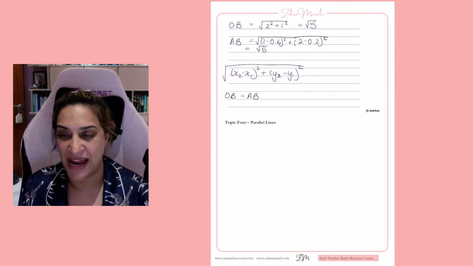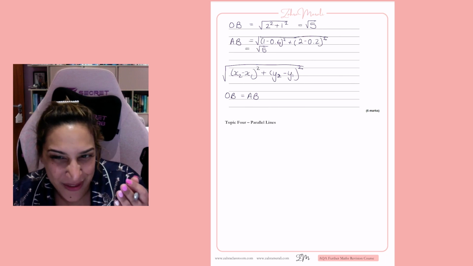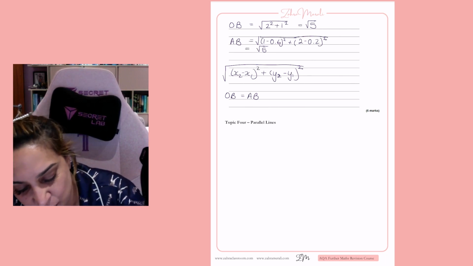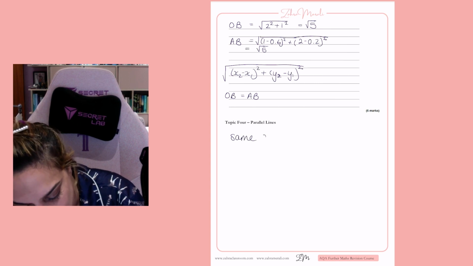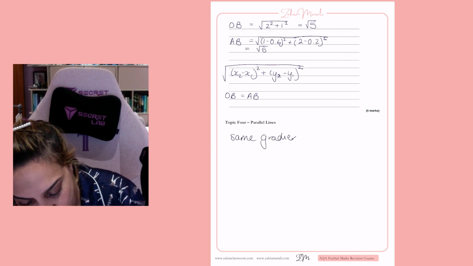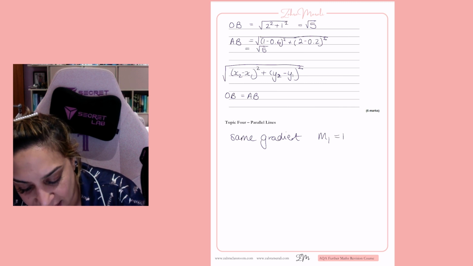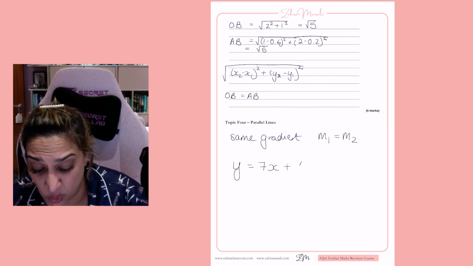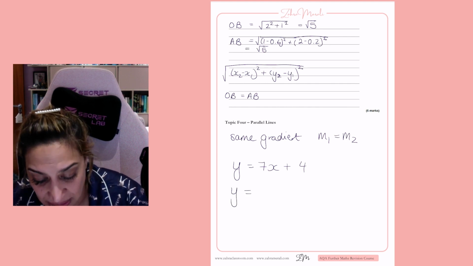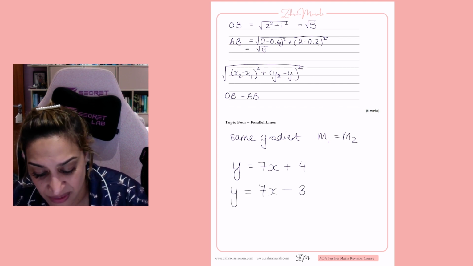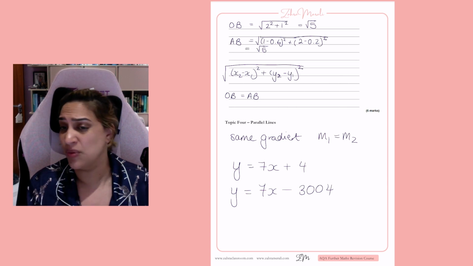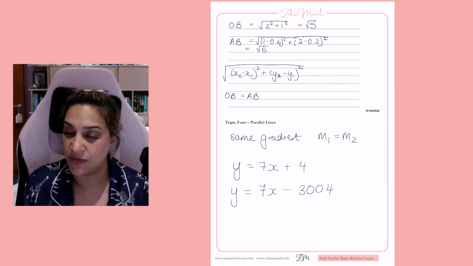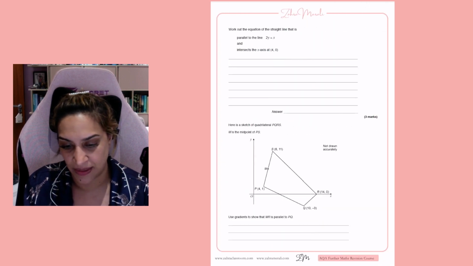Okay, parallel lines. We talked about this briefly when we came up with the question, but parallel lines are lines with the same gradient. So it's when the m are exactly the same. So y equals 7x plus 4 is parallel to y equals 7x minus 3004. Doesn't matter what the plus c is. The bit we're concerned with is the gradient, which is the bit in front of the x.